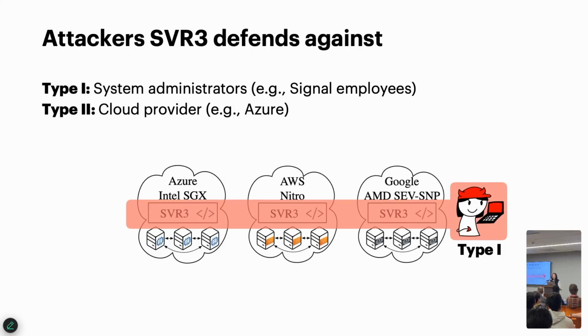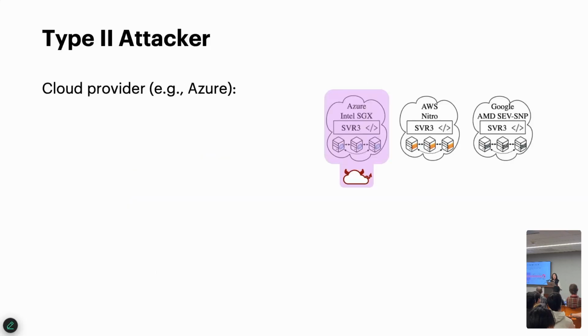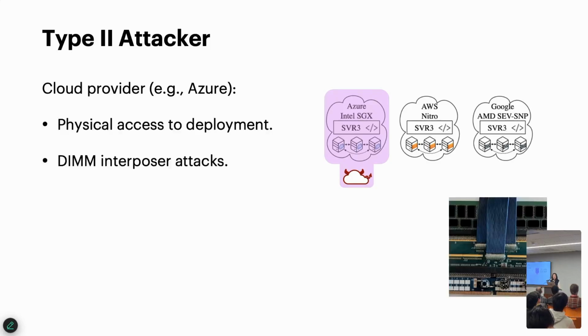The second type of attacker that we also want to consider is the cloud provider themselves. This is what we call our type 2 attacker, and this is an attacker that can access the hardware. They have physical access to the deployment. So you could run things like, say, DIMM interposer attacks if you have access to the server.